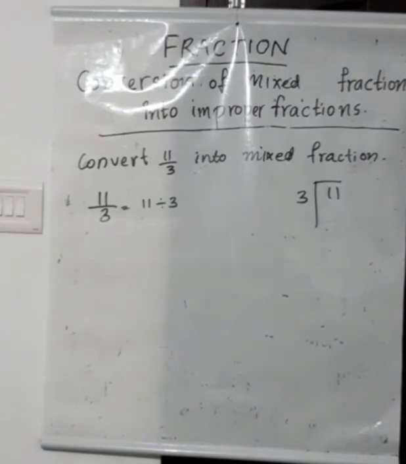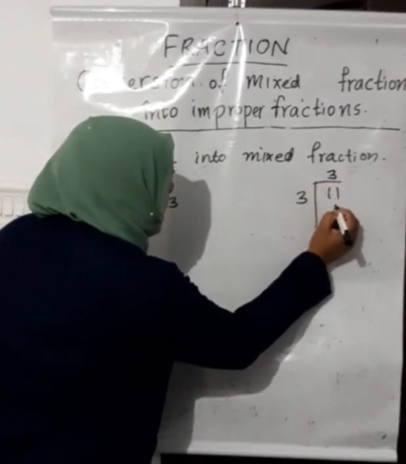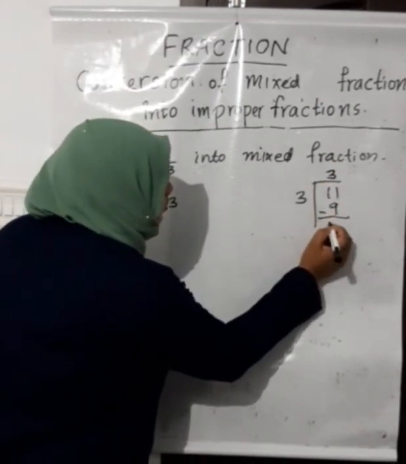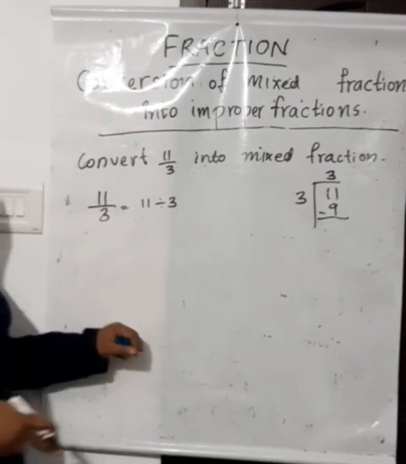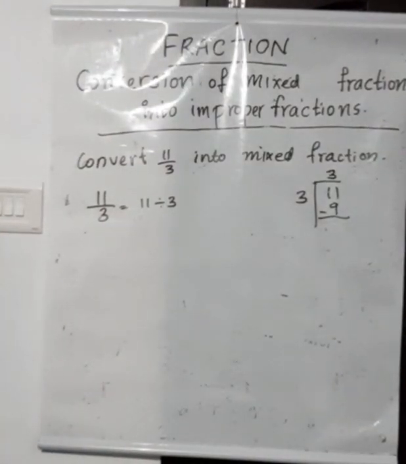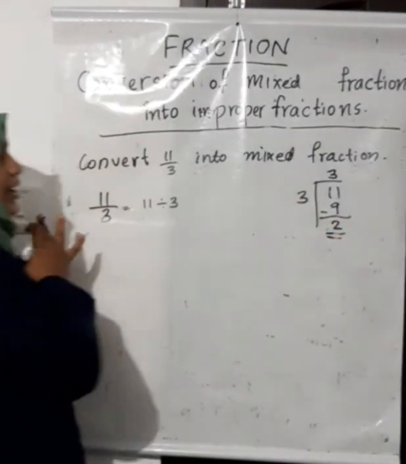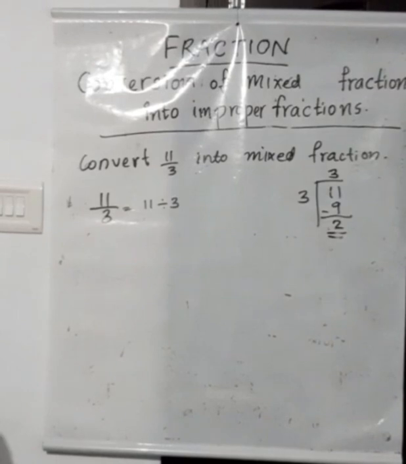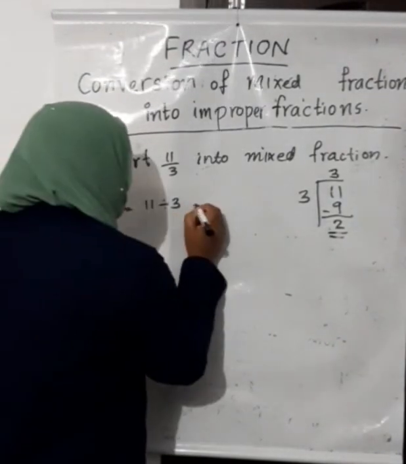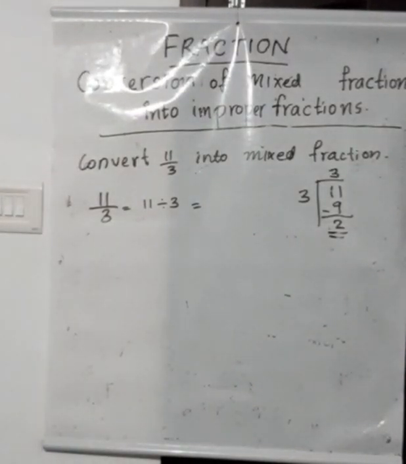3 3's are 9. So you have to write here 3 and bring down 11 minus 9. 11 minus 9 is 2. So we will be getting the remainder 2, quotient 3 and the divisor also 3. Then how will we write the improper fraction as a mixed fraction? How will we write there?